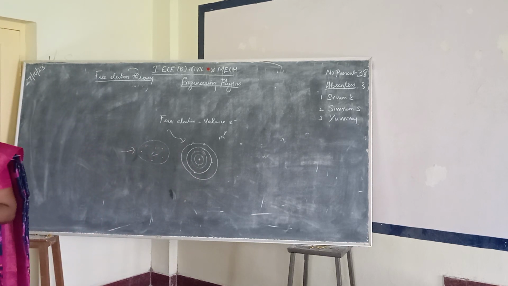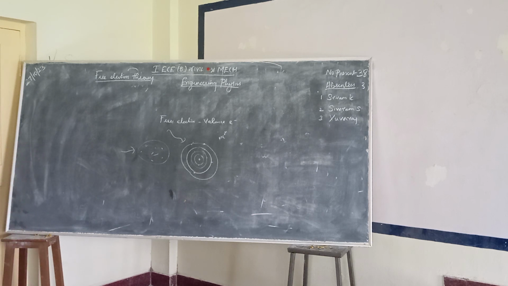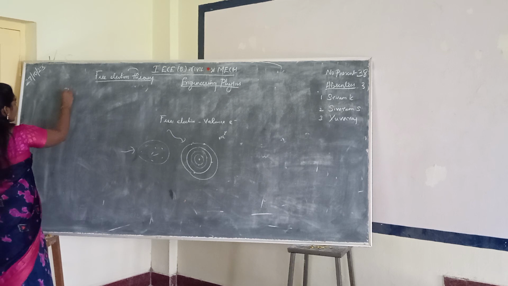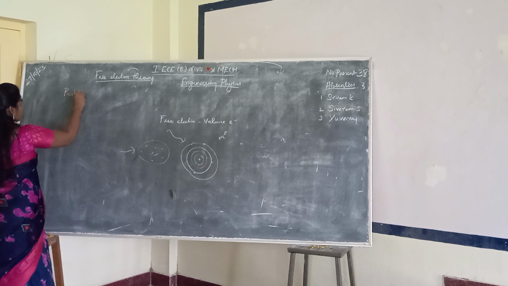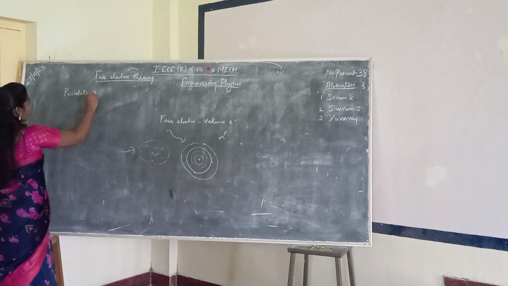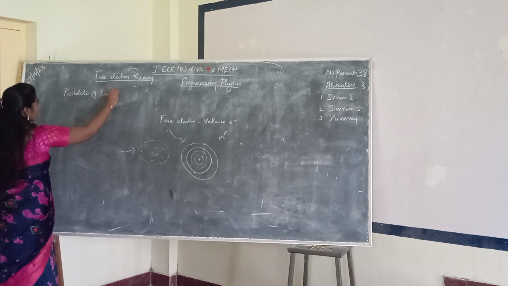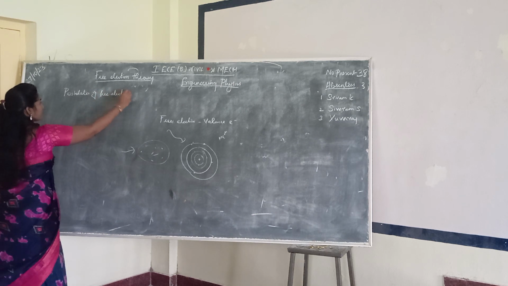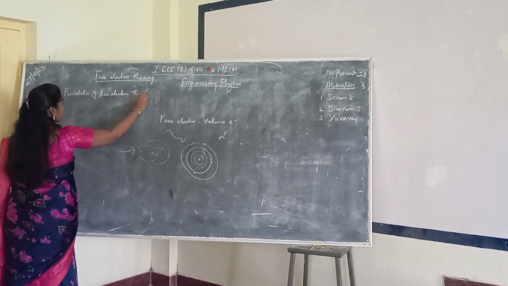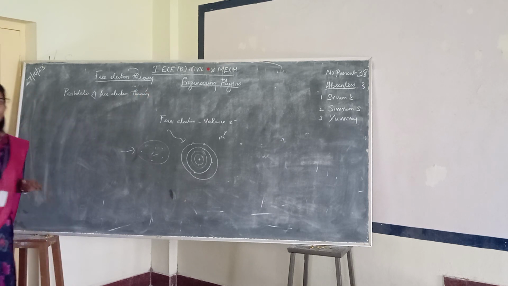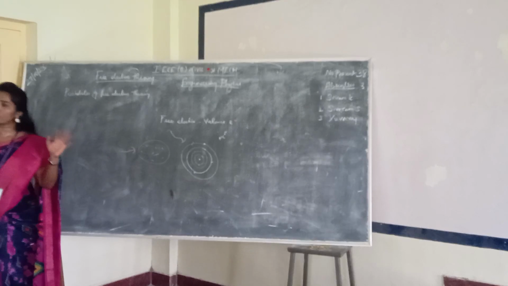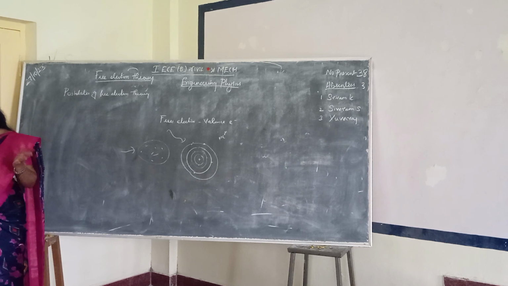Now we will discuss some postulates of the free electrons theory. What are the postulates of free electron theory? In this theory we will discuss three postulates. The first postulate: we take any one conducting material. For example, we take a metal.